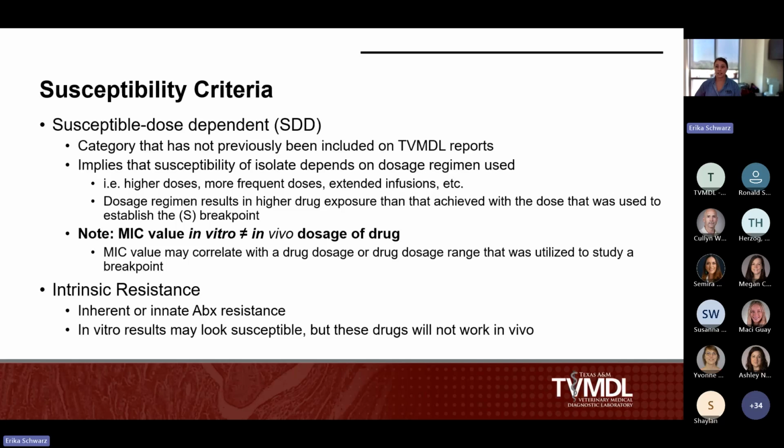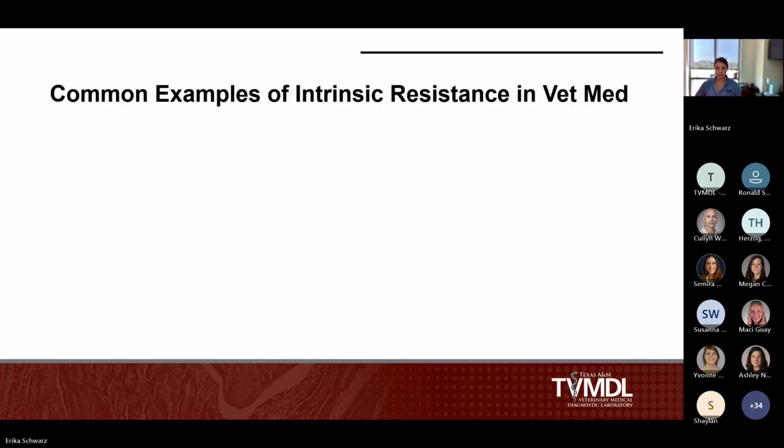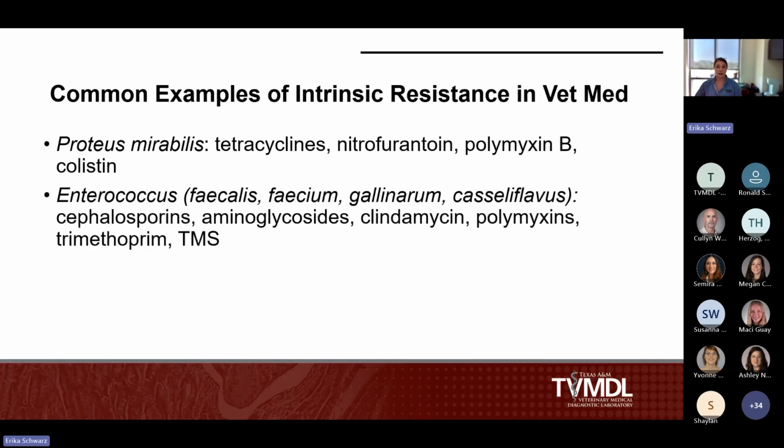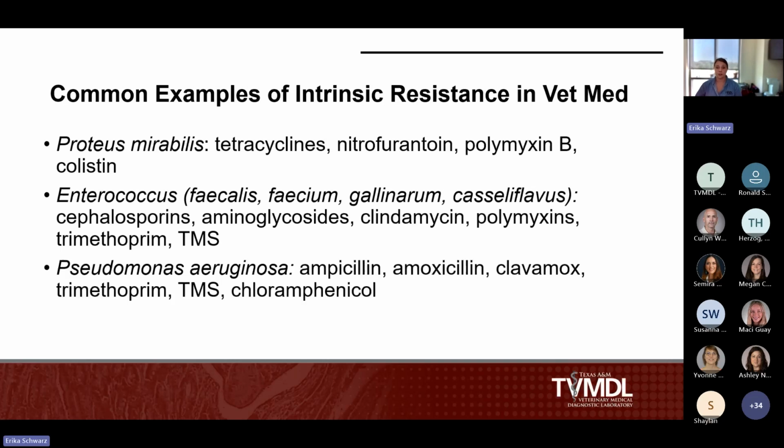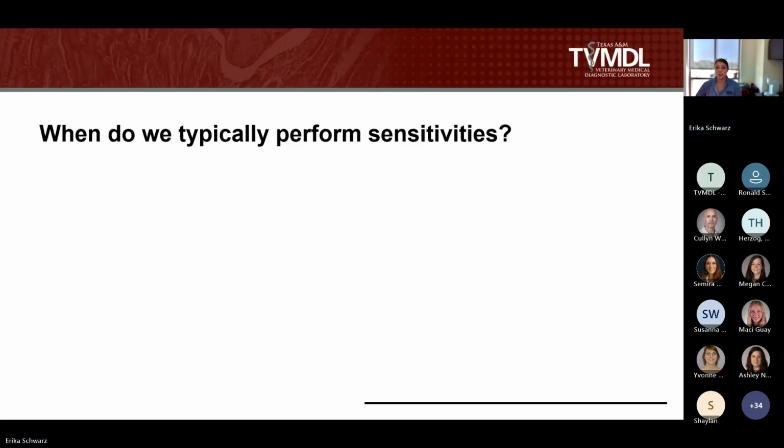But it's important to understand that even if we test them, intrinsically resistant drugs will not work in vivo, so there's no possible interpretation other than resistant. Common examples of intrinsic resistance that we see in veterinary medicine every day include Proteus, Enterococcus, many different species, and Pseudomonas. These are common bugs that have lots of different intrinsic resistance patterns, and so often your susceptibility reports are going to be a little bit sparse.